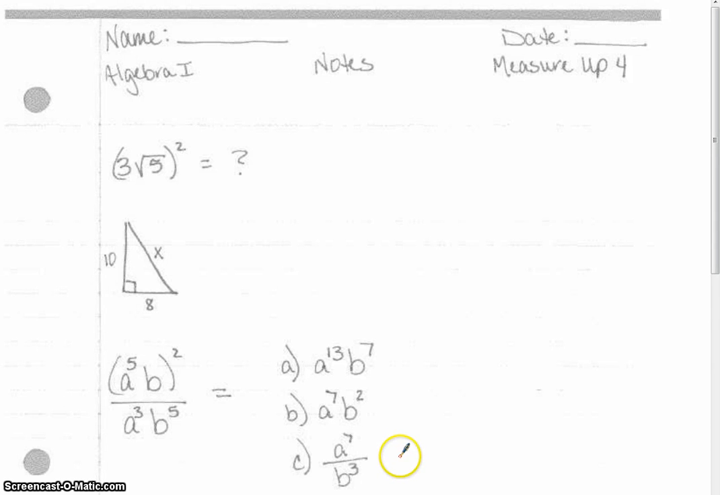These are the notes for Algebra 1, Measure Up 4. If you have 3 square root of 5 quantity squared, what would you do to get that answer?